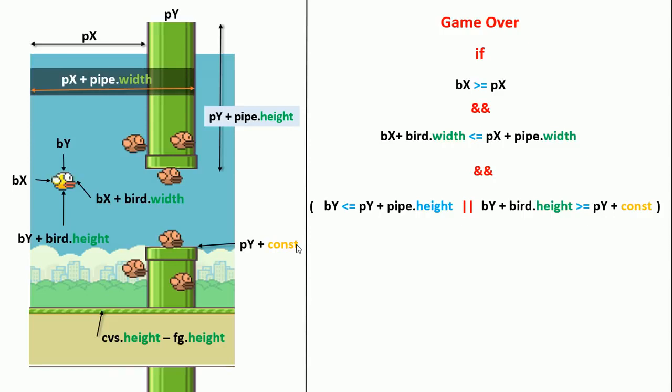And the last one, we will say or, if the bird Y plus the bird.height is greater than the canvas.height minus the foreground.height.